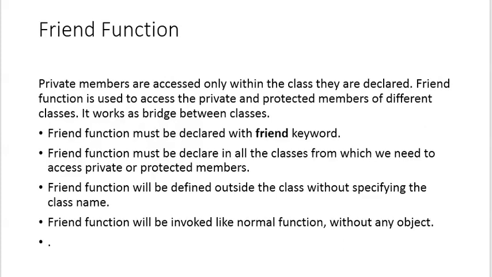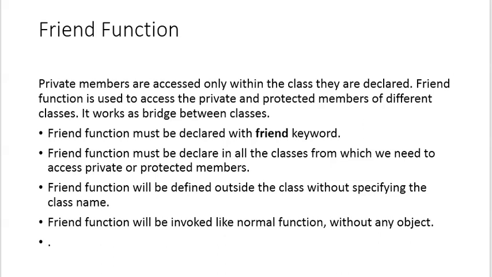So the second part of our lecture is friend function. Now what is friend function? The private members are accessed only within the class in which they are declared. As we already know, the private and protected members can only be accessed by that class in which they are declared. A friend function is used to access the private and protected members of different classes.